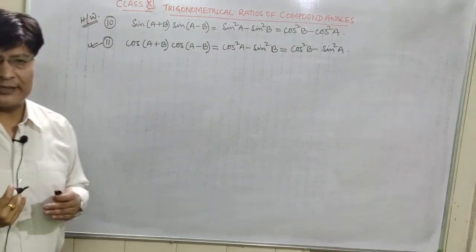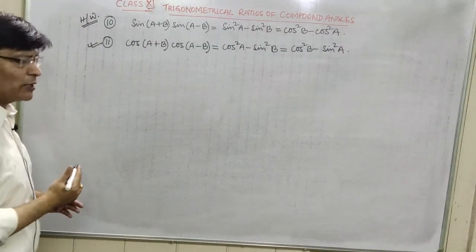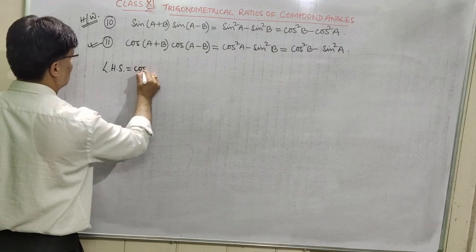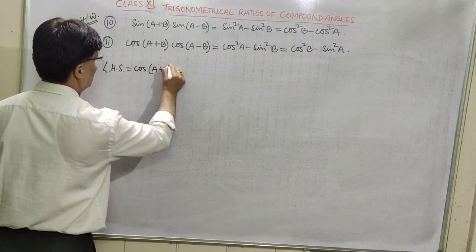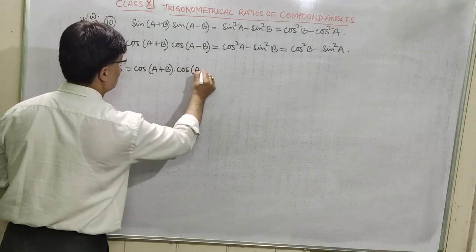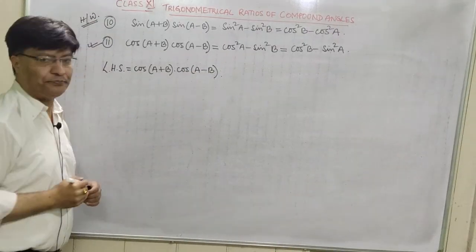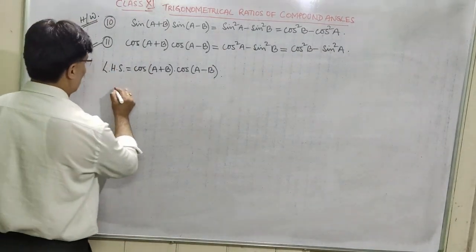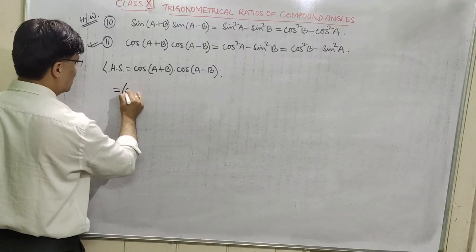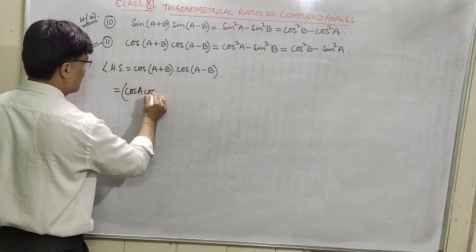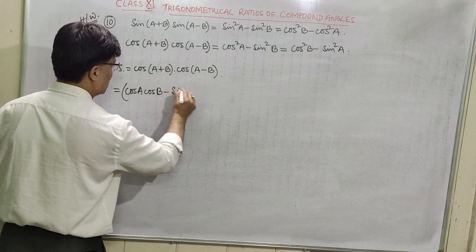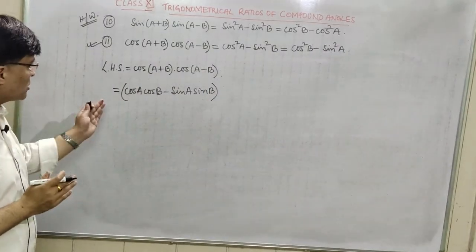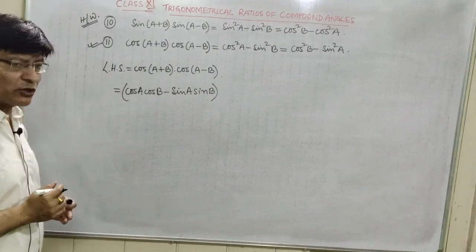But you have to remember both the formulas 10 and 11. Okay. So let us prove this formula number 11. So LHS is equal to cos of A plus B into cos of A minus B. So let us prove the formula now. Which is equal to, first you prove cos square A minus sine square B. So what is the formula for cos of A plus B? Let us write it. Cos A cos B minus sine A sine B, right? Is that clear? It is cos A cos B minus sine A sine B. That is the formula for cos of A plus B.